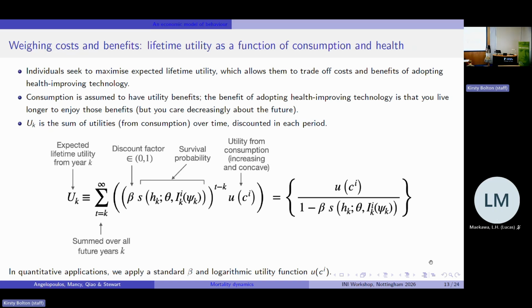So what does this model assume? It's that consumption has utility benefits. I care about it. It matters to me. And the benefit of adopting the health improving technology in this particular model, you don't get direct benefits from that, but you live longer. And so you can enjoy those benefits for longer. So you get more of them over your lifetime.